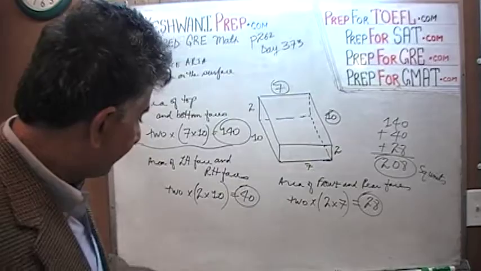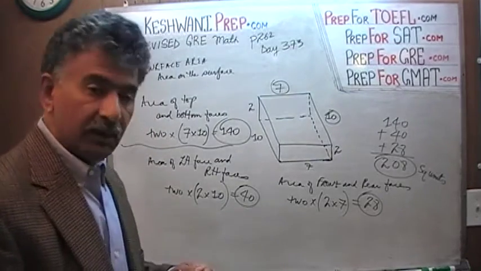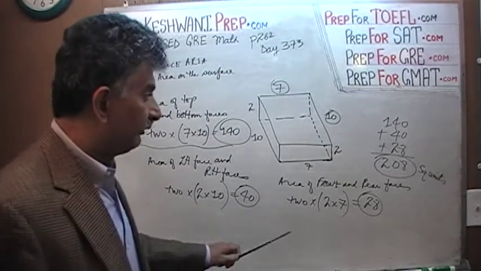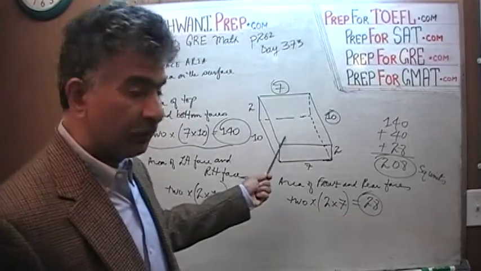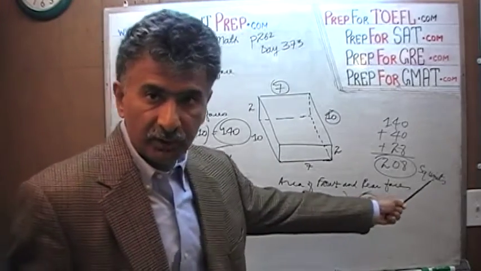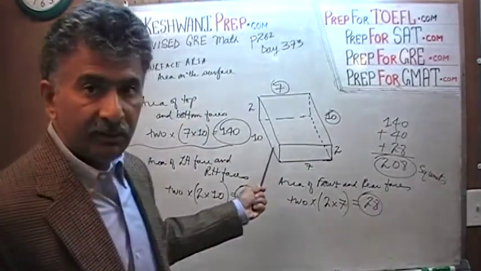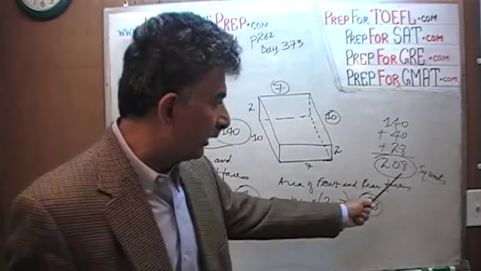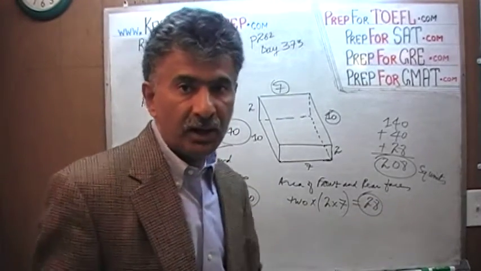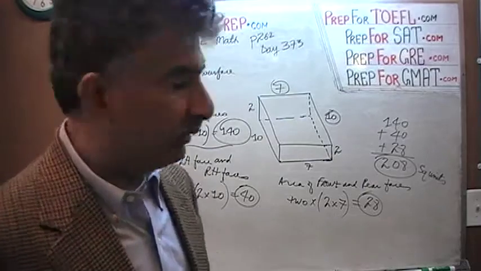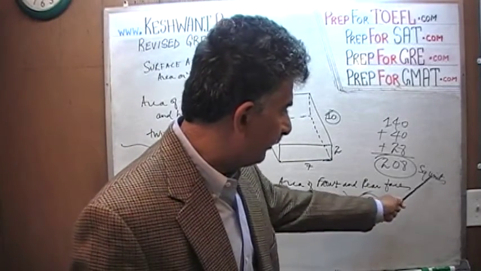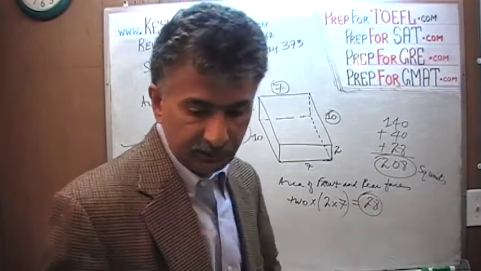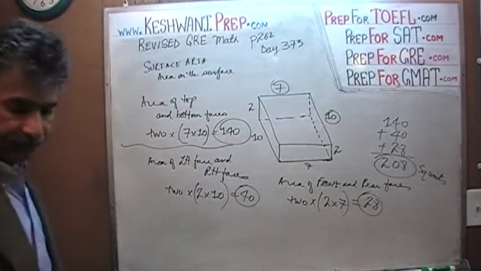So if we are measuring this length in inches, then you would say that the surface area of this rectangular box is 208 square inches. If we are measuring this in centimeters, we would say it's 208 square centimeters, or square yards, or square meters, or whatever the unit happens to be. But it has to be square units because it's the area. 208 square units. That's it.